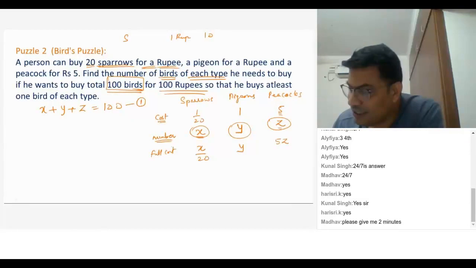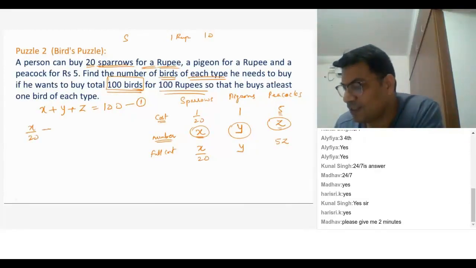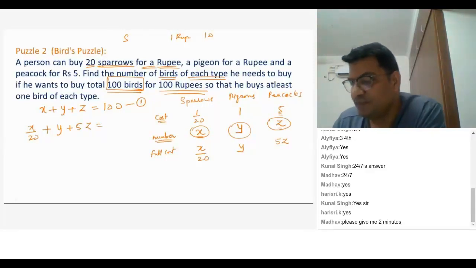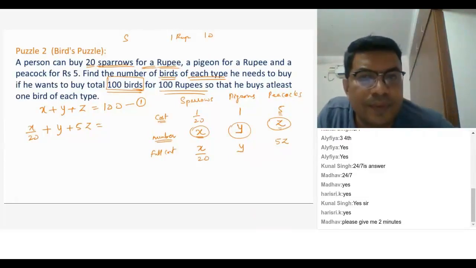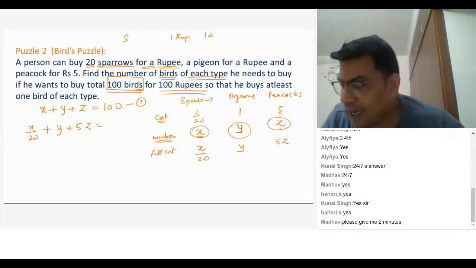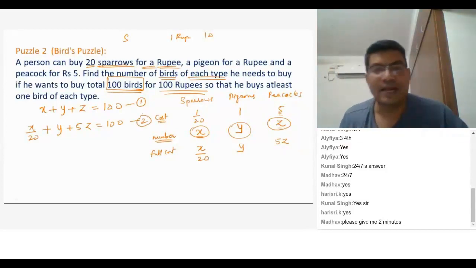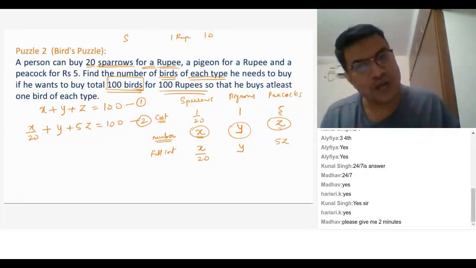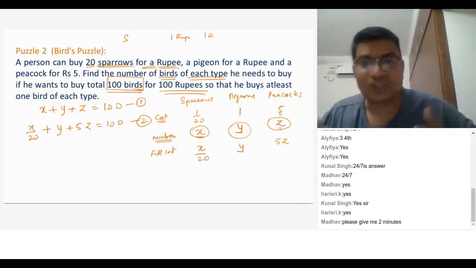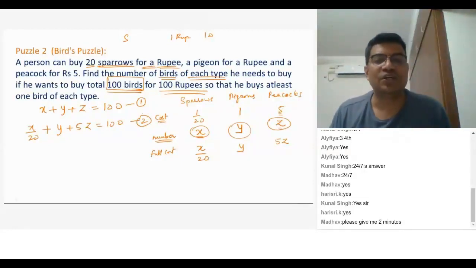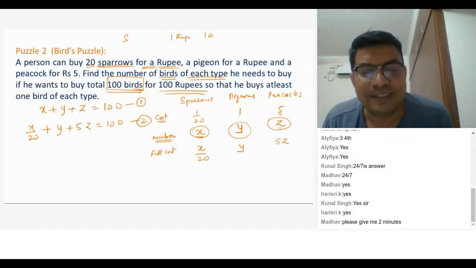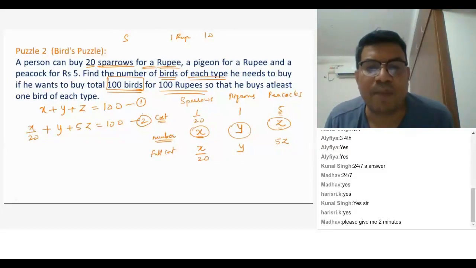And the cost incurred, that is X by 20 plus Y plus 5Z, is equal to how much? 100. Very good. Even that should be equal to 100. The number of birds is also 100. The total cost incurred is also 100. Now these are the two equations we need to solve. Just subtract them. The problem will be solved.